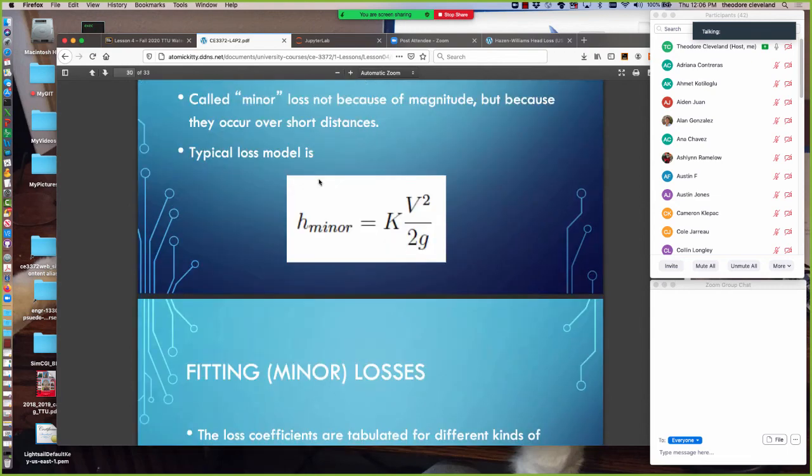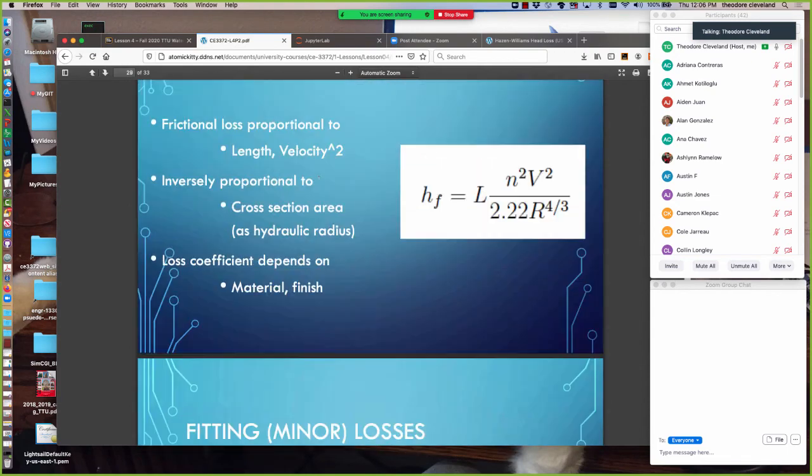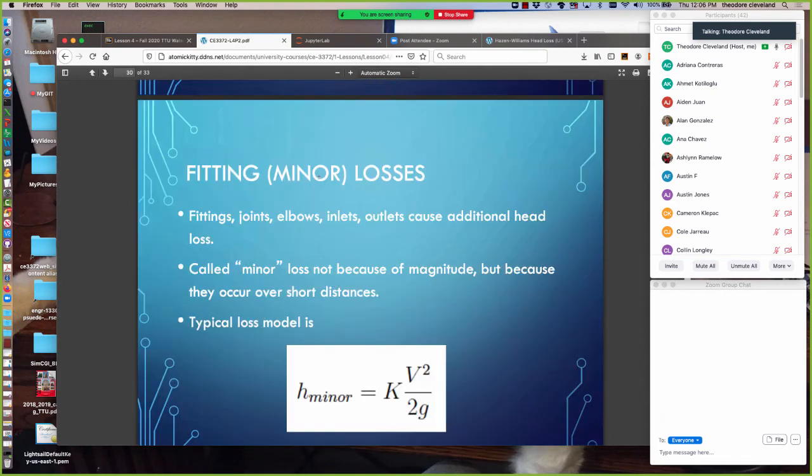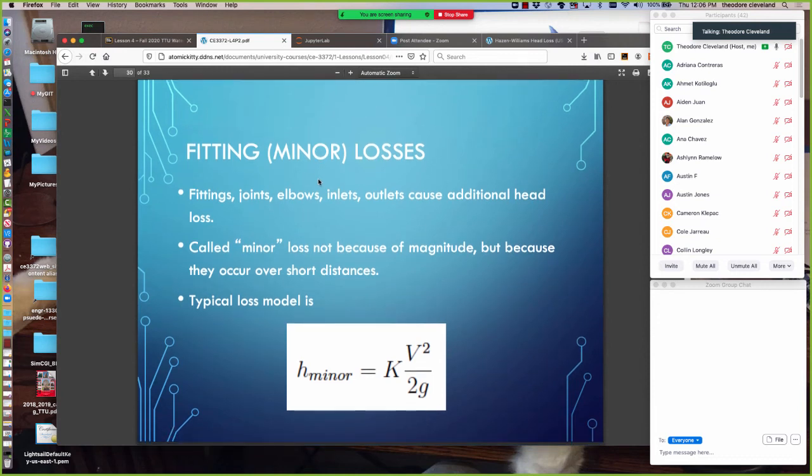The next topic for review is the concept of minor losses or fitting losses. So fittings, joints, elbows, inlets, outlets, etc. cause additional head losses. And they have the name minor loss not because of the magnitude, because the magnitude of the loss can be quite substantial, but because they occur over short distances.